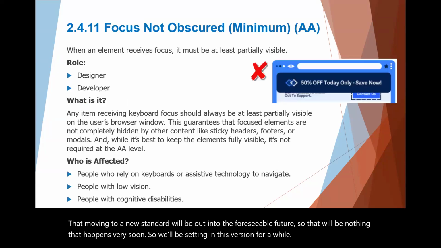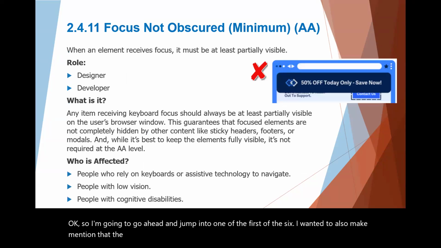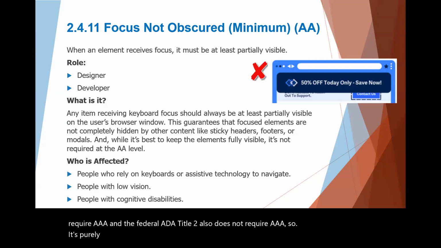Okay, so I'm going to go ahead and jump into one of the first of the six. I wanted to also make mention that the WCAG guidelines have an additional level called AAA, and the state does not require AAA, and the federal ADA Title II also does not require AAA. So it's purely optional to look at those particular guidelines, so they will not be part of the scope of what we talk about today.